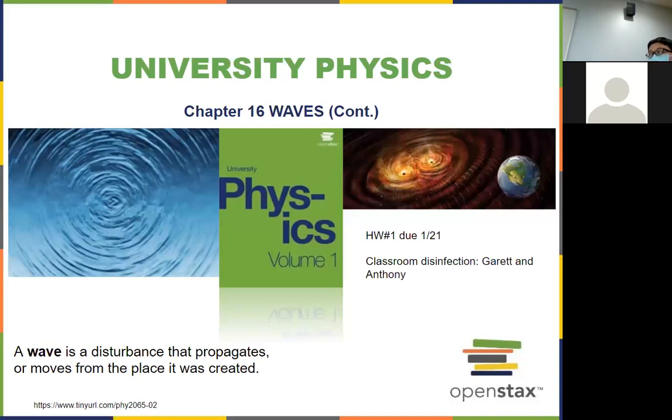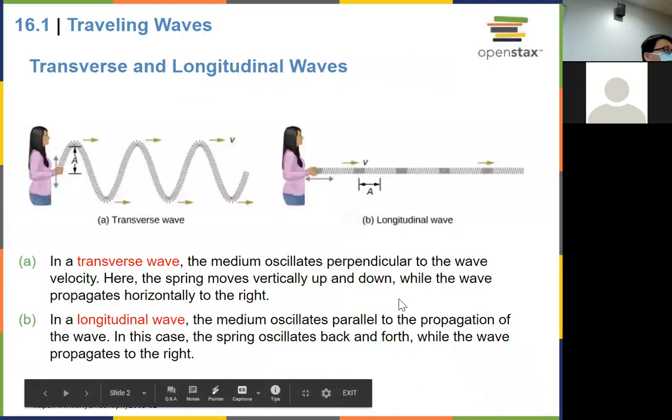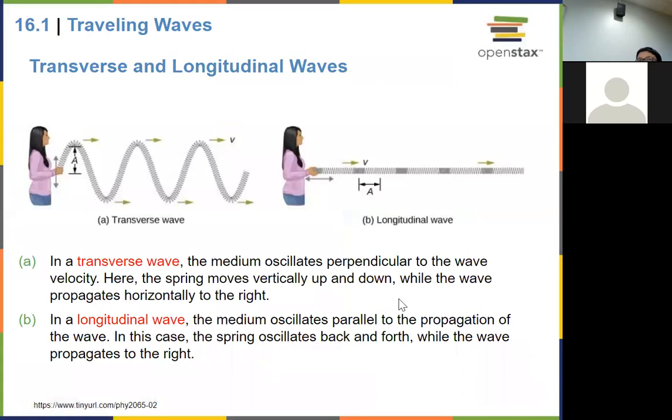Okay, so last time we talked about the wave. We gave the definition for a wave, which is a disturbance that propagates from the place it was created. And our focus here will be on mechanical waves, which are then further divided into two categories. One is called transverse waves, the other is called longitudinal waves.